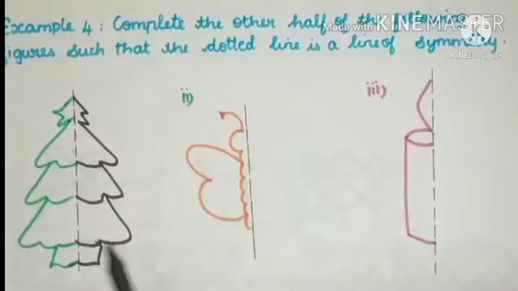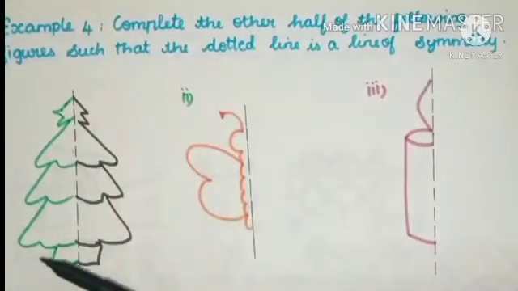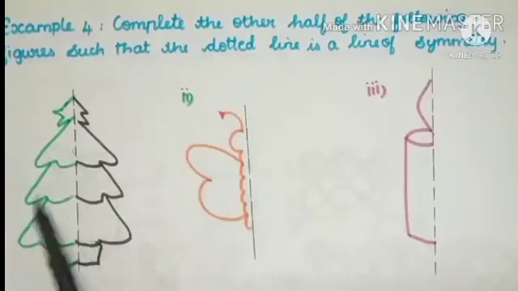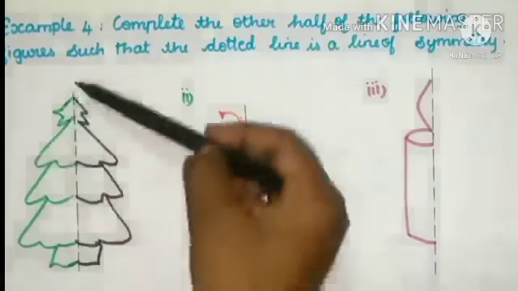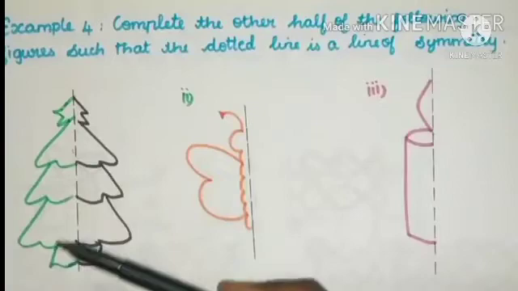After drawing the other half of the image, we got the full image of a Christmas tree. If we draw the line in the center, it gives a line of symmetry. Line of symmetry is nothing but it divides any figure into two equal halves. So it is a line of symmetry.